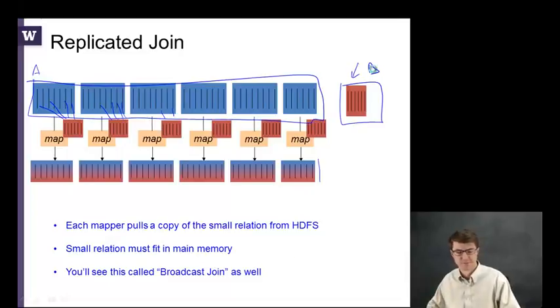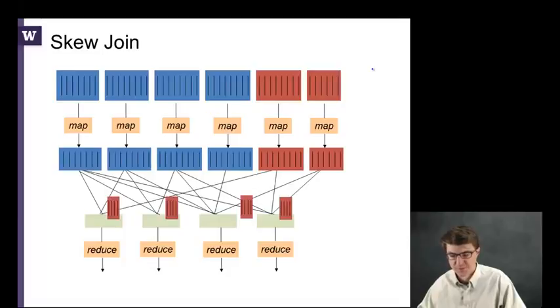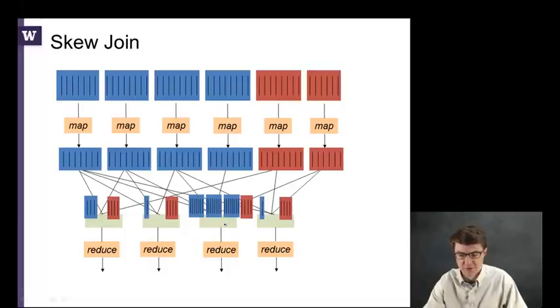All right, so for the skew join, the situation is as usual. You have two relations, this blue one and this red one, and the map phase associates each tuple with its join key. But the problem is that most of the data ends up on a single reducer, and the reason is because maybe most of the data here is associated with a single join key.